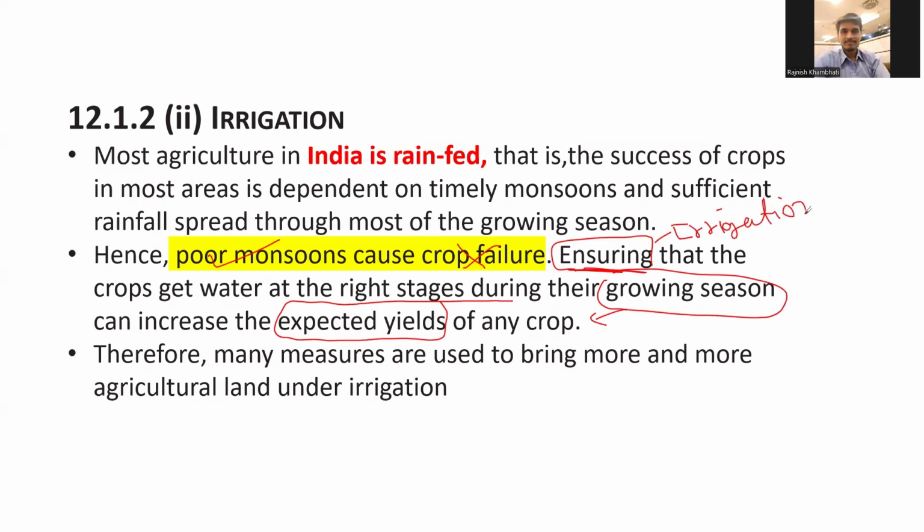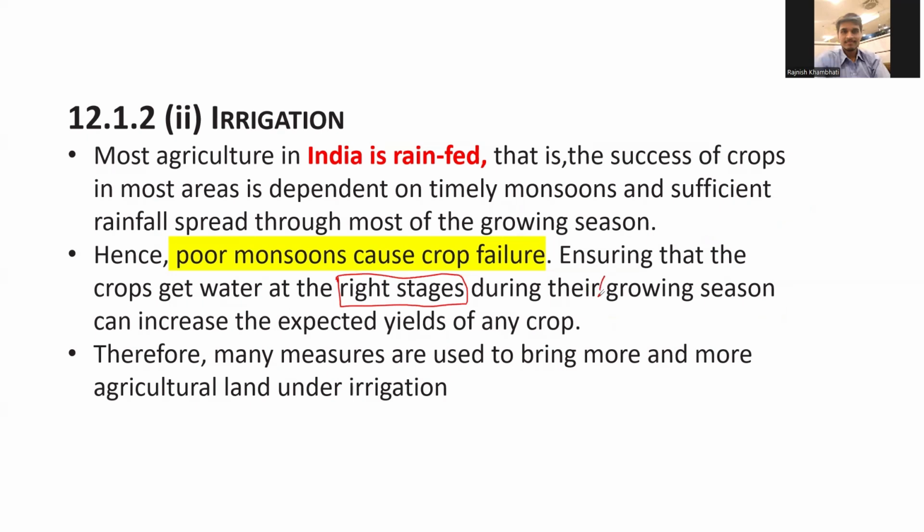If we ensure the irrigation, whatever season it is, it doesn't matter, rainy season or summer season or winter season. But you should irrigate in time. Now which time should you irrigate? Understand, during the growing season. Right stage. Which stage? Growth stage. You can say growth stage or growth season. If you give water at the proper time, that is the growing stage of a plant, we can get expected yields. But if that does not happen, then the crop may die. The crop undergoes failure.